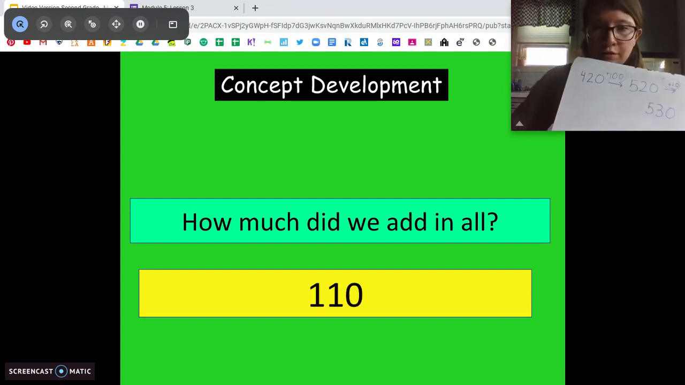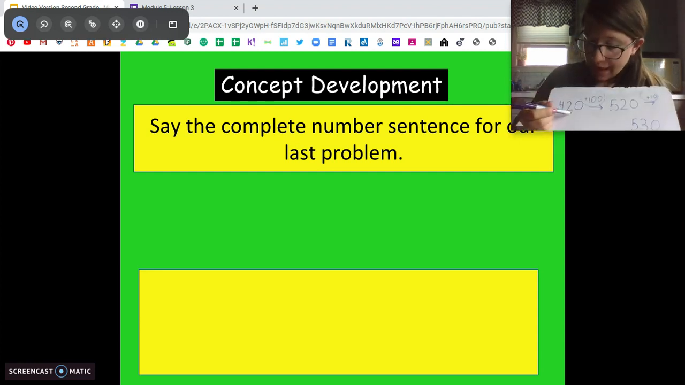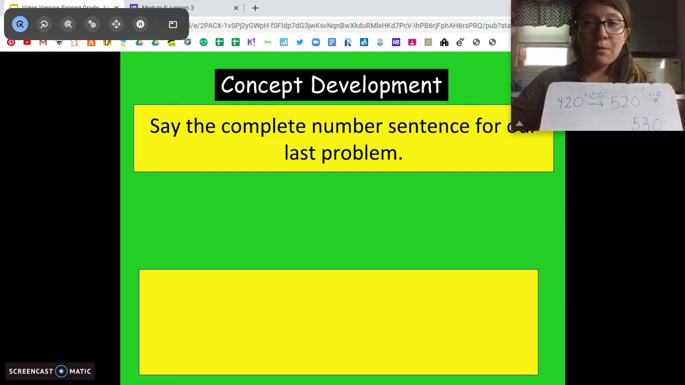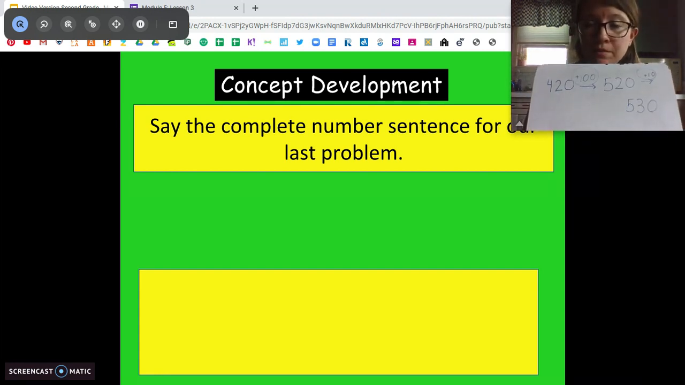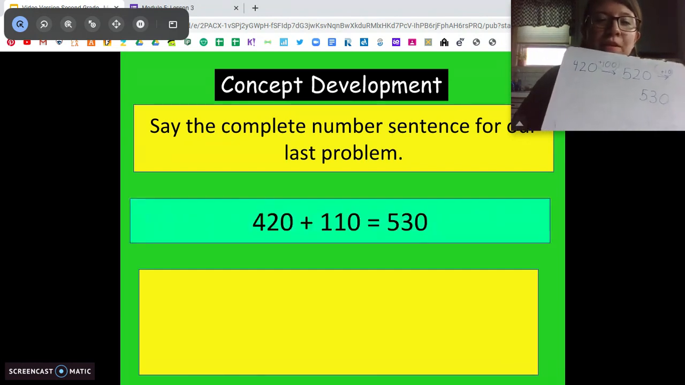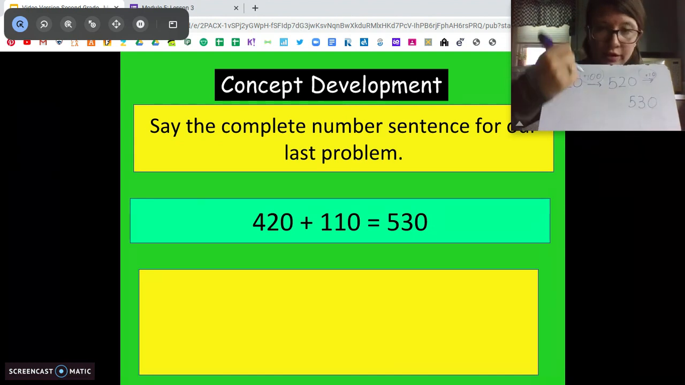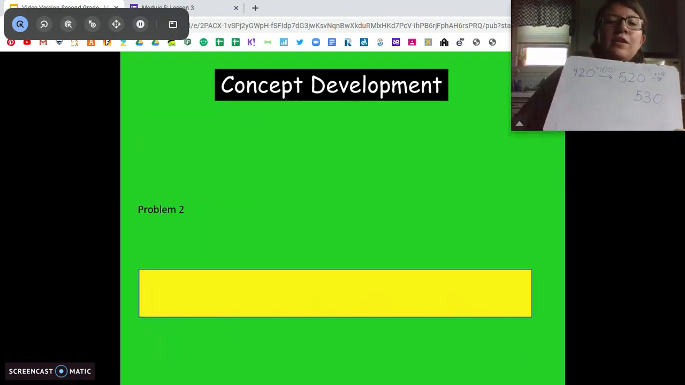110. Beautiful. Now, I want you to write me a number sentence adding 420 to how much we added with our answer. Write that now. Good. So it should be 420 plus 110 that we added with the arrow method equals 530. All right, let's try another one.